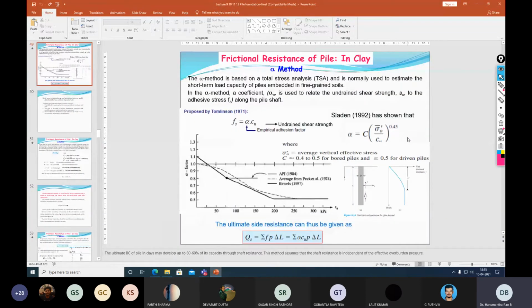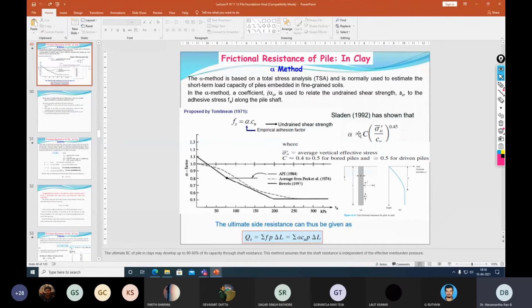Okay. Now the third way is you can also calculate alpha using this equation. So here it is a bored pile. The equation for alpha is C into sigma naught dash by Cu whole power 0.45. So I request everyone to use even this equation to calculate the alpha value, because sigma naught dash is the average vertical effective stress. All the values are already calculated.